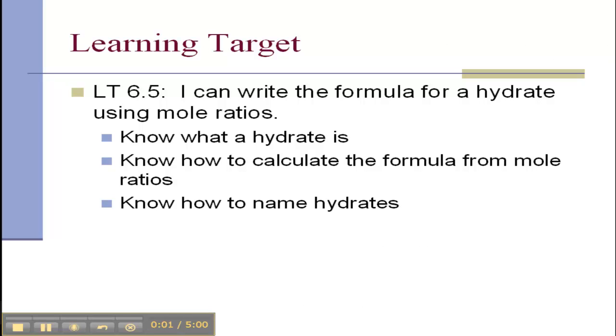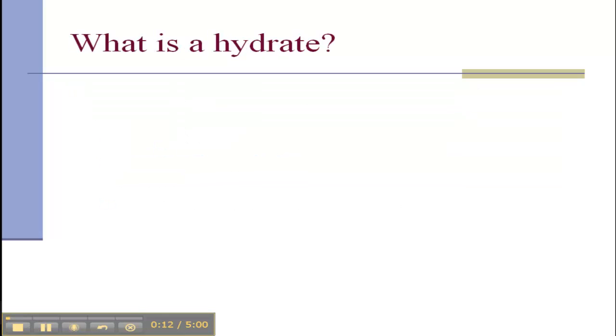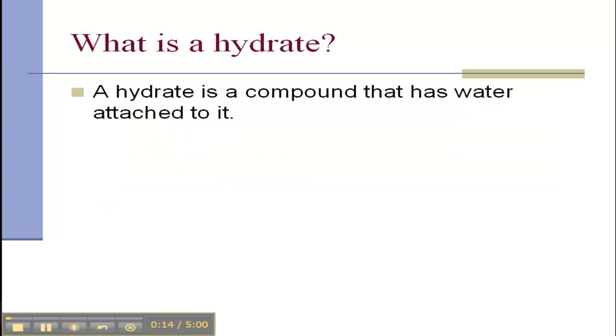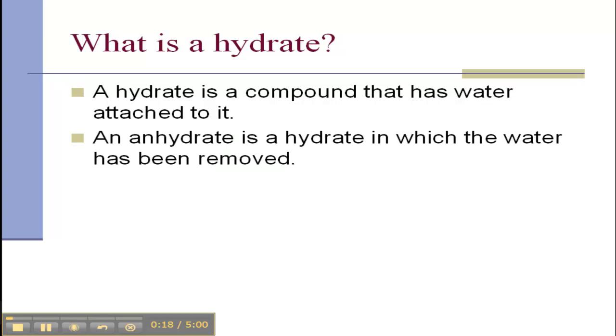So learning target 6.5 says I can write the formula for a hydrate using mole ratios. So we need to know what a hydrate is, how to calculate it, and know how to name it. A hydrate is a compound that has water attached to it as part of its formula. If we remove that water, you have what's called an anhydrate.